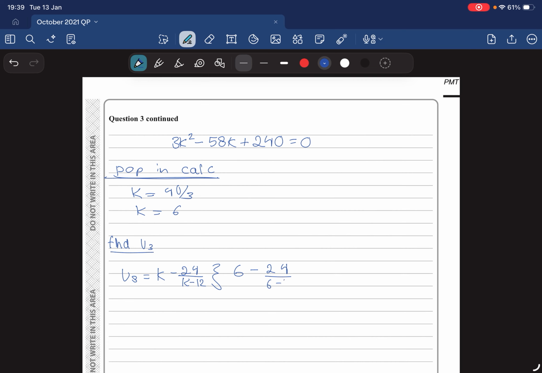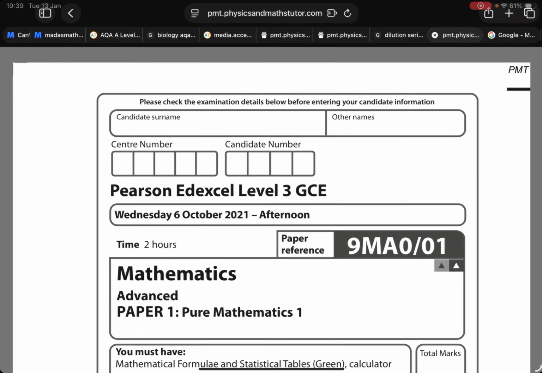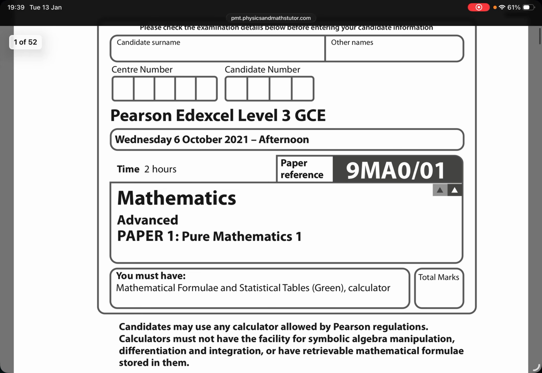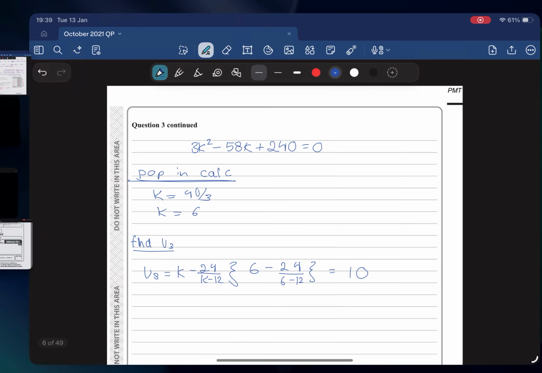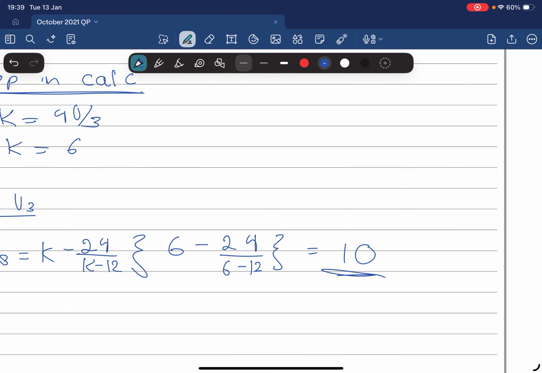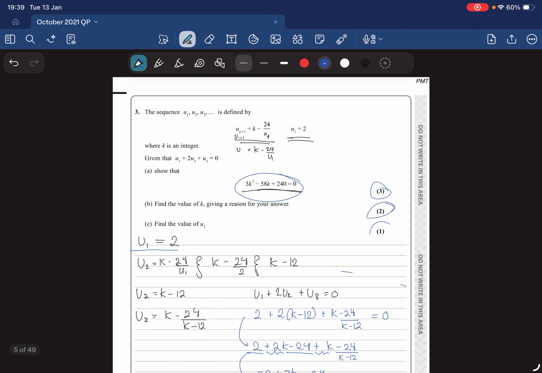6 minus 12. We get that equal to 10. Oh gosh, what happened there? What's going on? That's equal to 10. Boom. Easy.